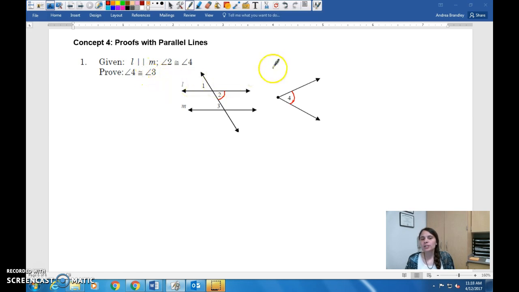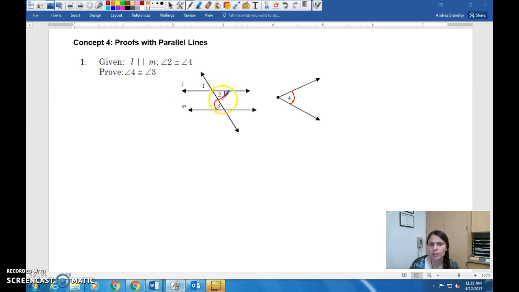So first I'm just going to look at it. I'm not going to write anything down, and I'm going to say, okay, well, angle 4 is not even in this area, so I'm not going to worry about it for right now. But what else is angle 3 equal to? Well, I have angle 2, and I know that's equal to angle 4. Angle 3 and angle 2 are alternate interior angles, and I know that they are equal to each other because these two lines are congruent. I mean, parallel, excuse me. So these two angles have to be congruent.